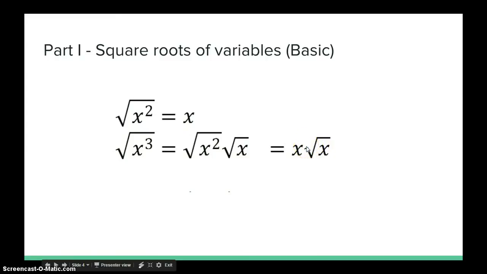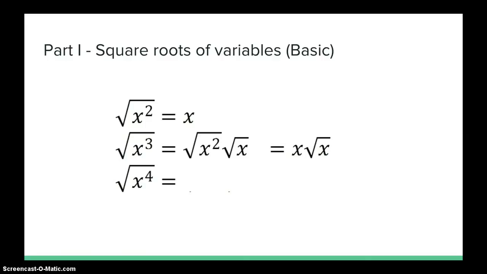Now, as with every meat and potatoes dinner, it's always nice to have a little bit of extra on the side. So let's go one step further. What if I have the square root of x to the fourth power? Ask yourself, how many perfect square factors do you think I'm going to have, and what are they going to look like? Take a moment to think about that.